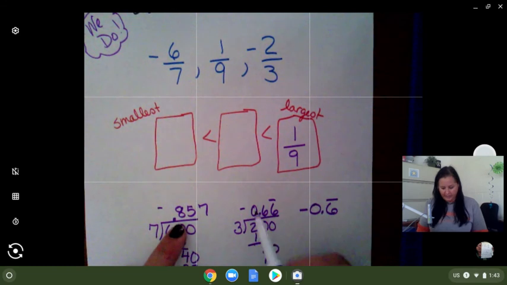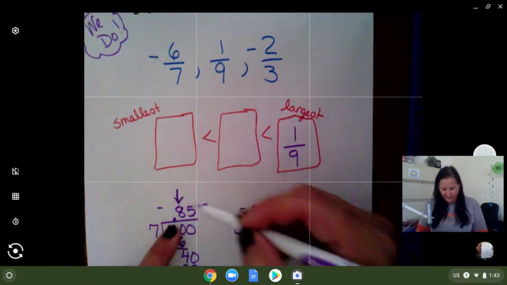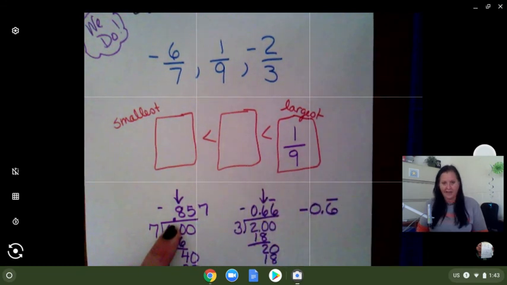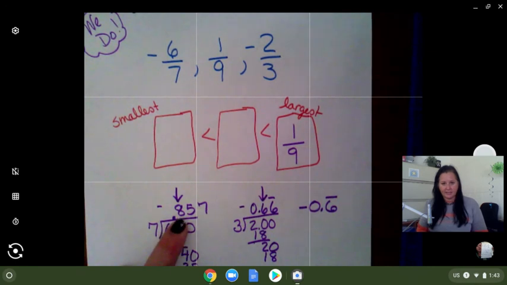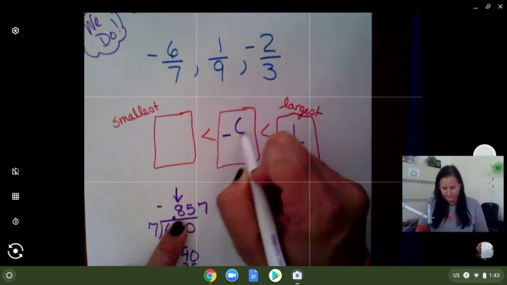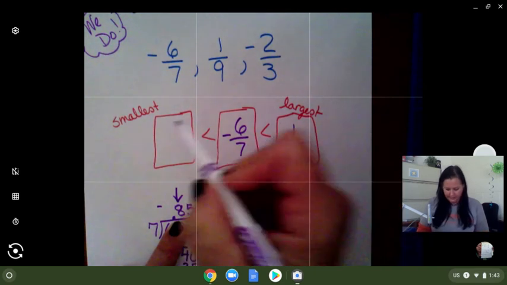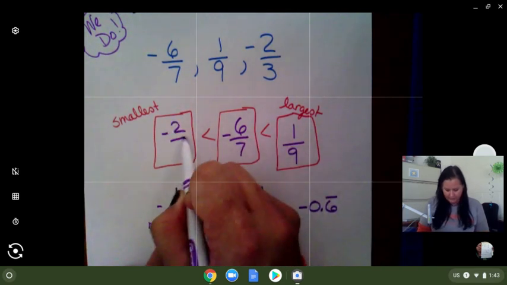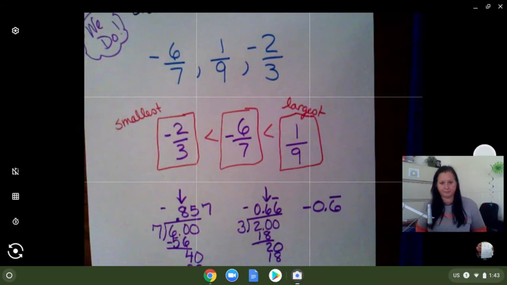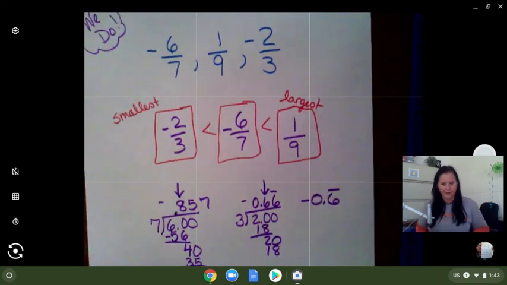And I know I look at my largest place value first, and the largest place value I have is the tenths. So this is going to be the larger one. And this is going to be 6 is smaller than 8. So I'm going to put negative 2/3 in the smaller spot. Okay, that is how you're going to order fractions.